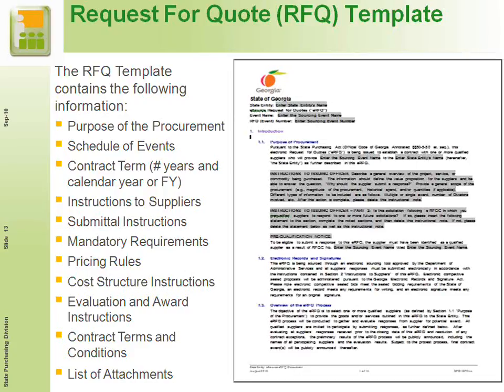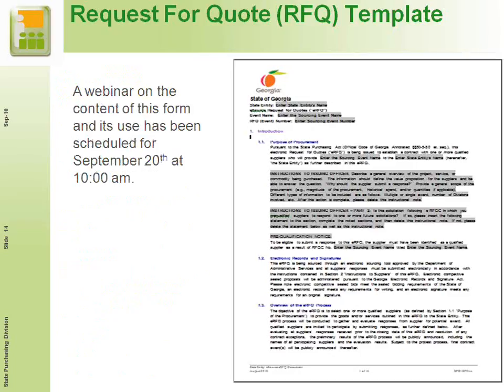The RFQ template contains the following information. It discusses the purpose of the procurement, a schedule of events, your contract term, including your years or calendar year or fiscal year, instructions to suppliers. It'll give submittal instructions, your mandatory requirements, your pricing rules, cost structure instructions, evaluation and award instructions, contract terms and conditions, and also provide a list of all the attachments.